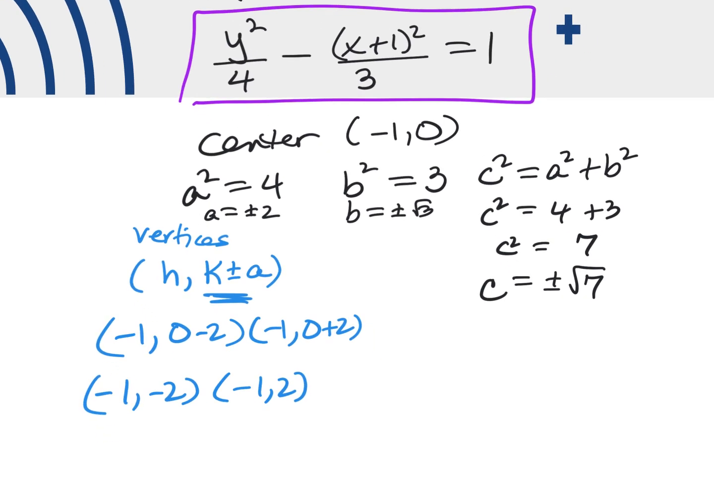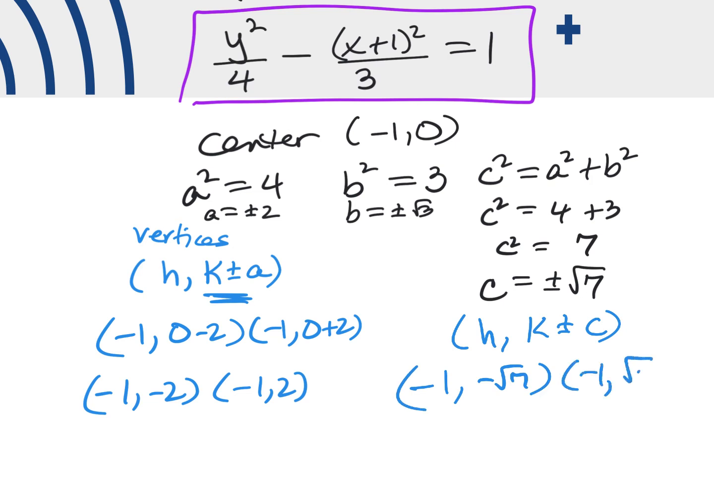For the foci, I'm going to go ahead and add the c value to the same variable that I add a to. So I'm doing h and then k plus or minus c here. So then this just becomes -1, and then it's just the same number. It'll be negative root 7, because I'm adding it to a 0. And then -1, positive root 7. These are your foci.